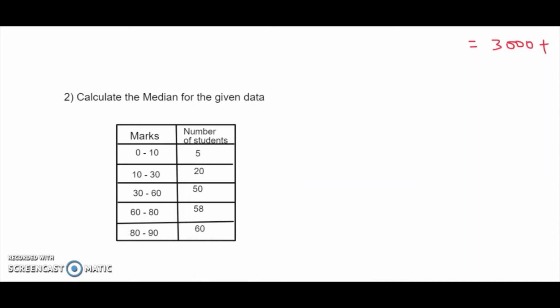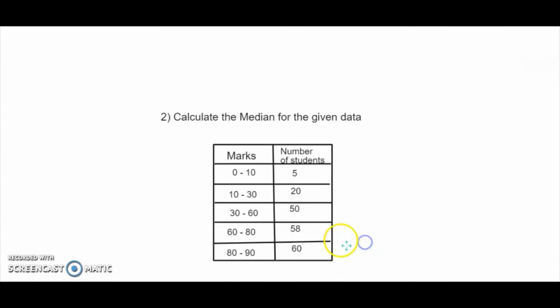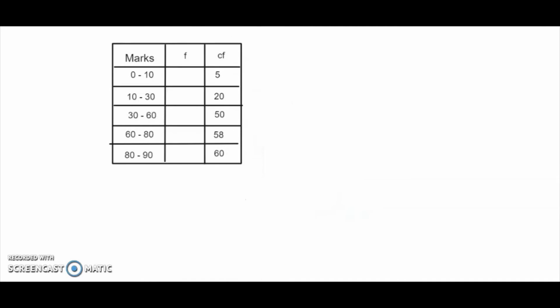Again, can you see here? The F is 5, 20, 50, 58, 60. So is it in ascending order? Is it in increasing order? Yes, that means we'll call it the CF. So we have to find the F, right? So how to do it? First entry, keep it as such. Then 20 minus 5 is 15, 50 minus 20 is 30, 58 minus 50 is 8, 60 minus 58 is 2.